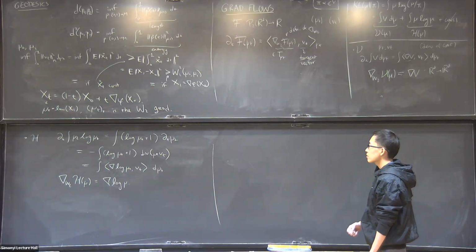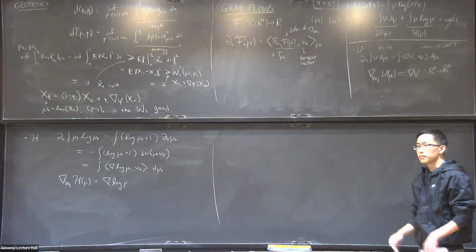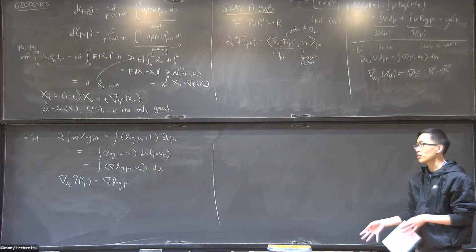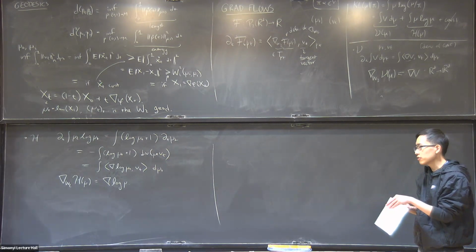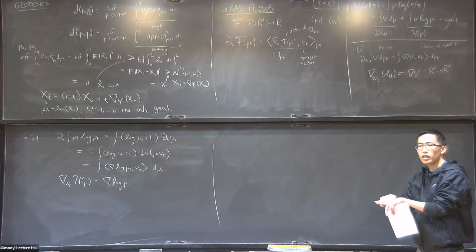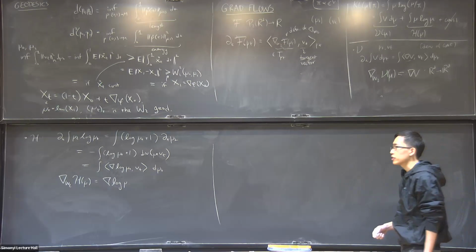Okay, so I computed the gradients of the potential energy and the entropy. So now I know what the Wasserstein gradient is of the KL. Now the question is, what is a gradient flow? A gradient flow is a curve mu t such that the tangent vector at every time is just the negative of the gradient. So it's always following the direction of steepest descent.